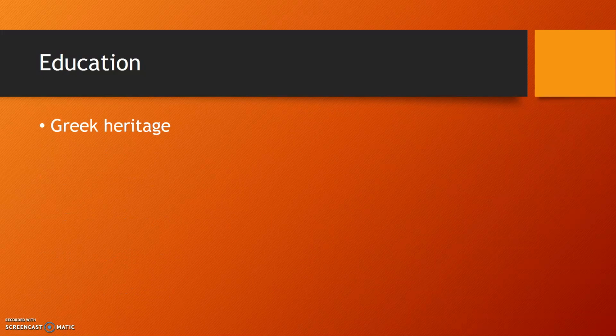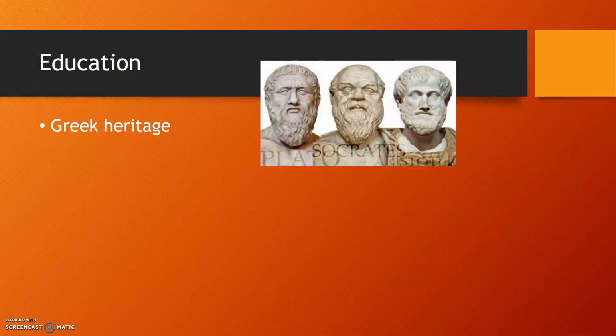Greek became the official language of the empire after the 6th century. And because of this, there was a strong emphasis on the Greek philosophers, right? Plato, Socrates, Aristotle, and so forth. There was a strong emphasis on education. They needed educated people for the large bureaucracy that ran the Byzantine government.